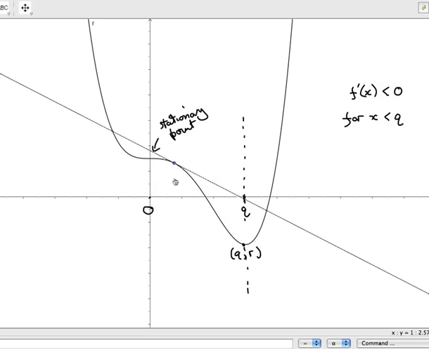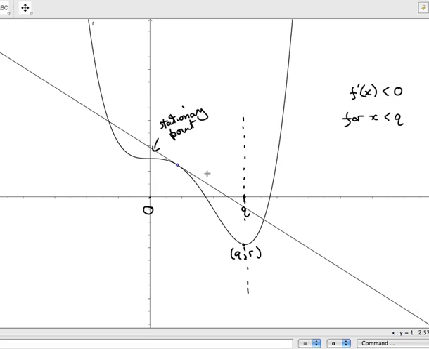So this statement is not true. It takes one value of x, namely x equals 0, for this statement not to be true. So in general, for all values of x less than q, f dashed of x is not less than 0. There's one in particular where it's actually 0. So this is not true, this statement.